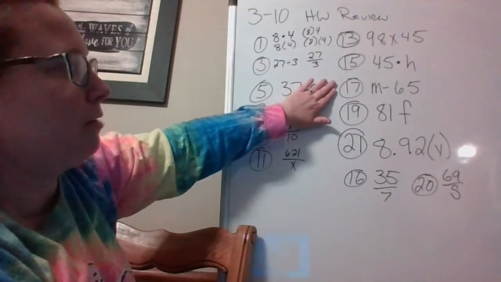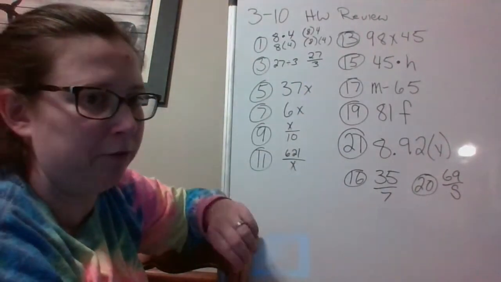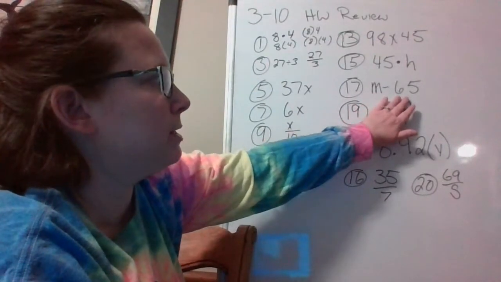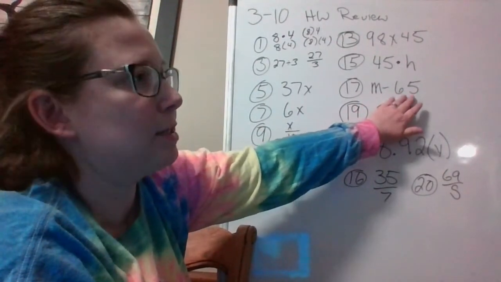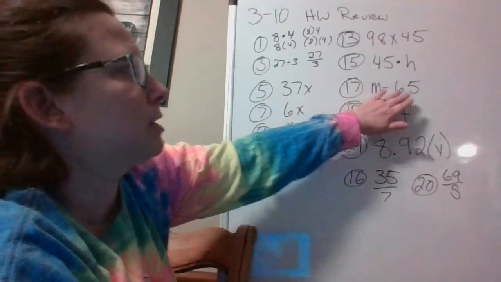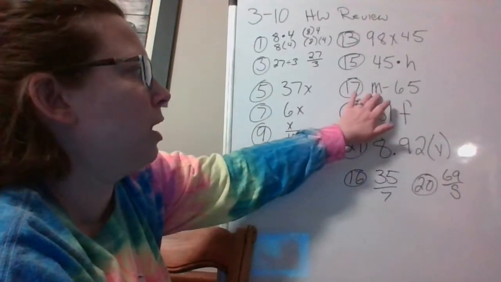With 17, we have subtraction, so super careful with your order here. We could say the number m minus 65. We could say 65 less than the number m. We could say 65 subtracted from the number m.